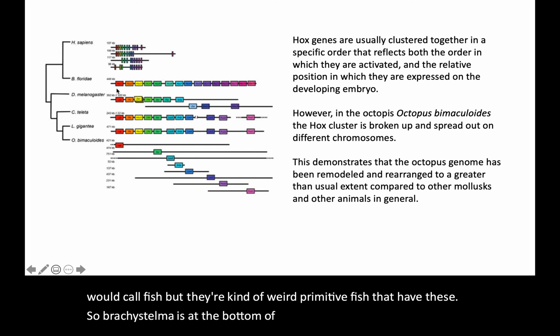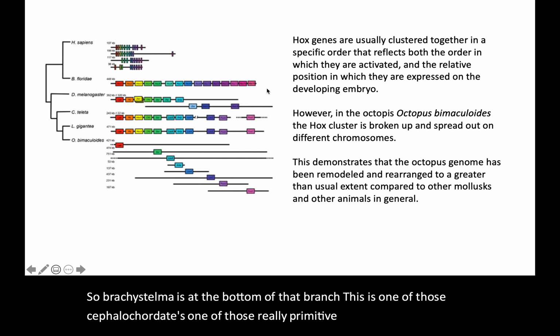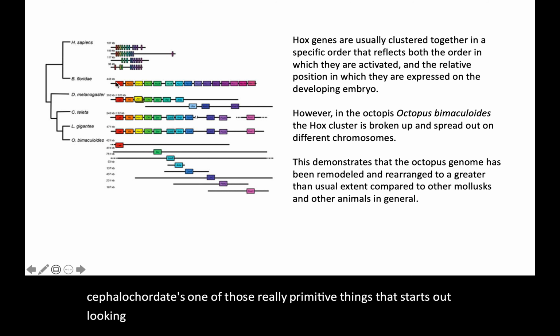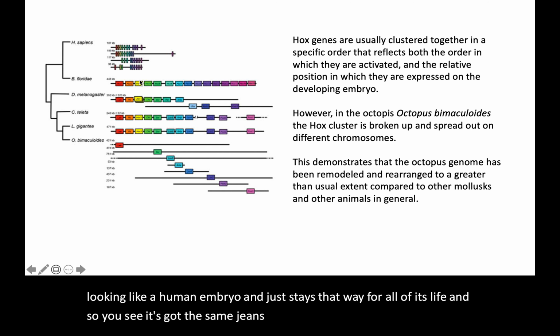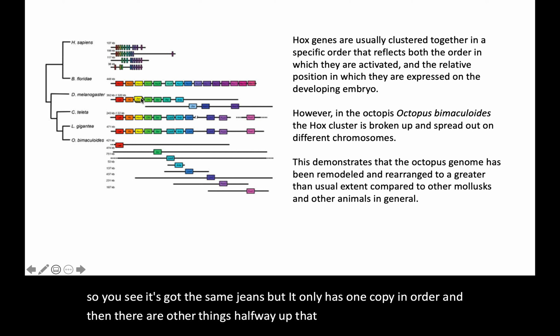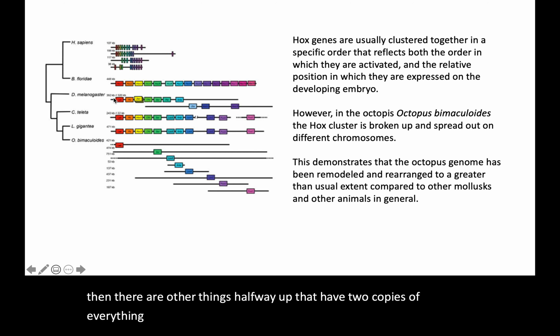This is one of those cephalochordates, one of those really primitive things that starts out looking like a human embryo and just stays that way for all of its life. And so you see it's got the same genes, but it only has 1 copy in order. And then there are other things halfway up that have 2 copies of everything that we have. So anyway, Drosophila melanogaster, this is the fruit fly.